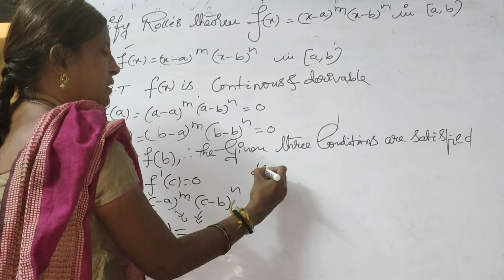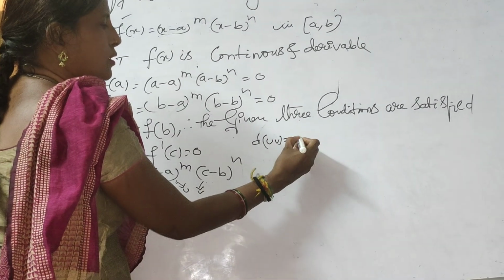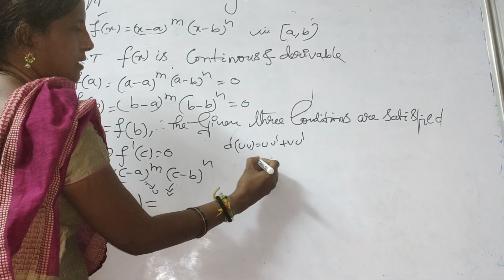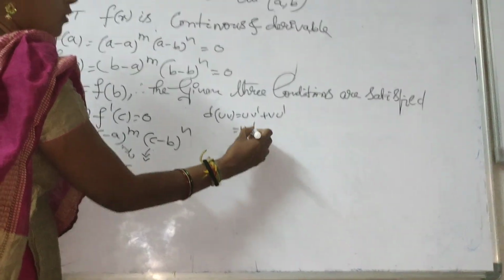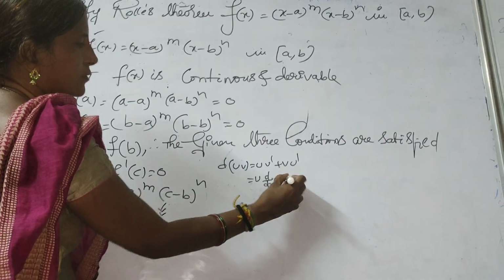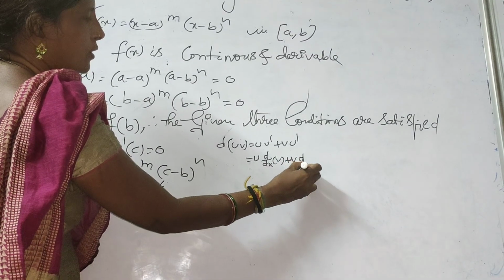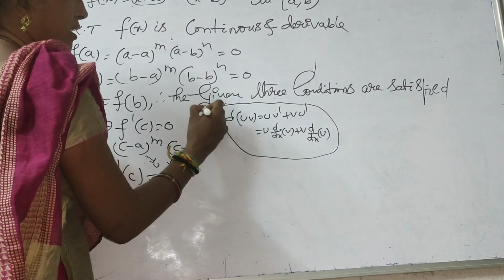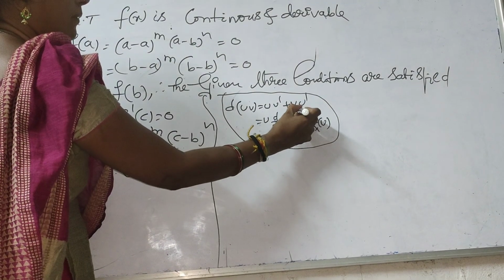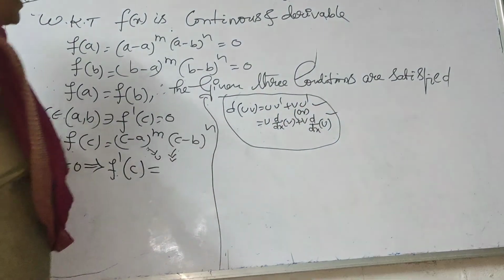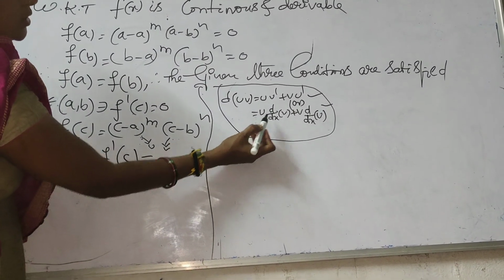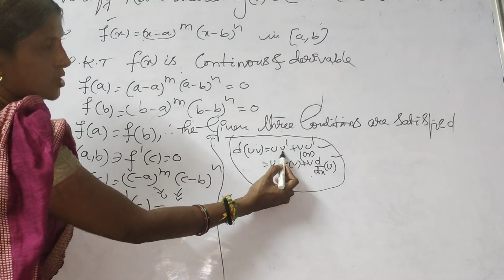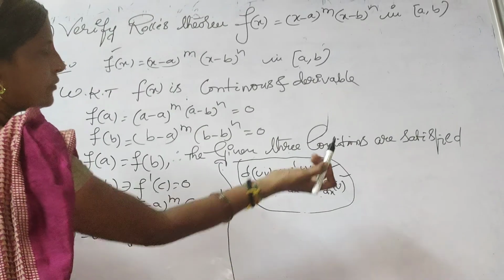Differentiation of UV equals U into V dash plus V into U dash, that is, U into d by dx of V plus V into d by dx of U. This is the formula for differentiation of UV. Or, U into differentiation of V plus V into differentiation of U. This is also U into V dash plus V into U dash.